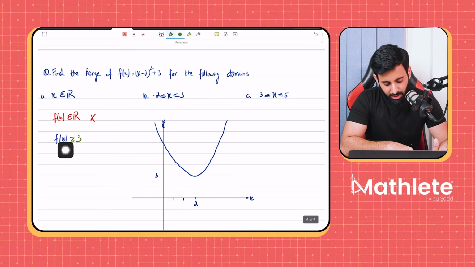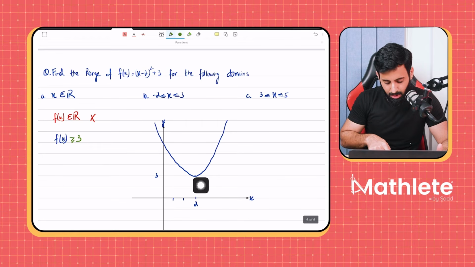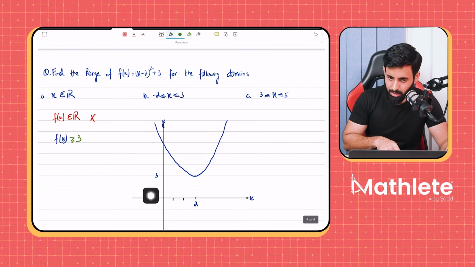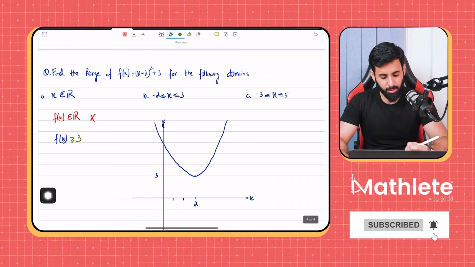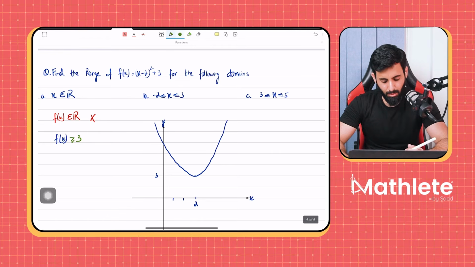So what's the range? It's greater than or equal to 3. Why is it not equal to all real values? That's because there is a certain value which this curve doesn't go below, and that value is 3. Any questions so far before I do part B? Okay, great. Now let's do part B.